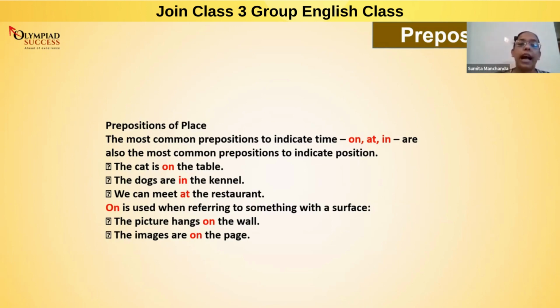When I was saying the cat is on the table, why on the table? Because the cat is touching the surface. The cat was on the table. If something touches the surface, we are going to put on before that.